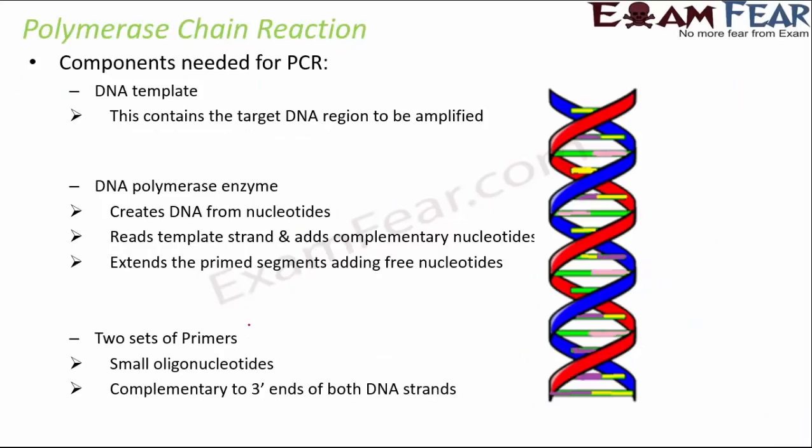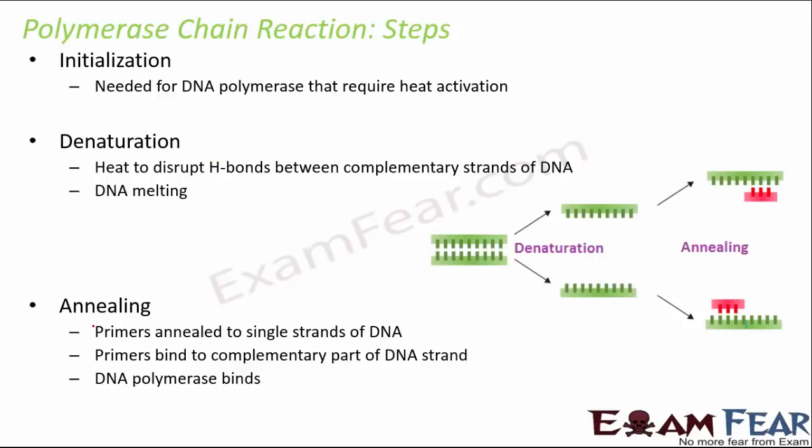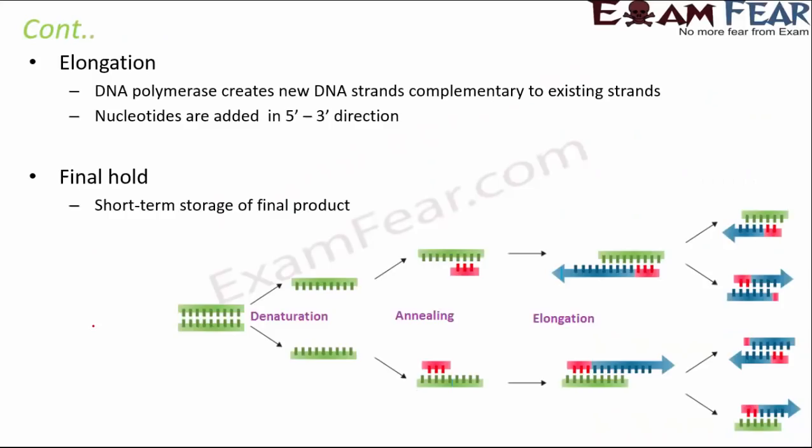Here we have quickly discussed the polymerase chain reaction. What are the components needed for the polymerase chain reaction? Basically DNA template, DNA polymerase enzyme, and two sets of primers. You can go through this in more detail. The steps as well. Mostly these are the basic steps: initialization, denaturation, annealing, elongation, and final hold. This again is important, so please go through all the steps in more detail.